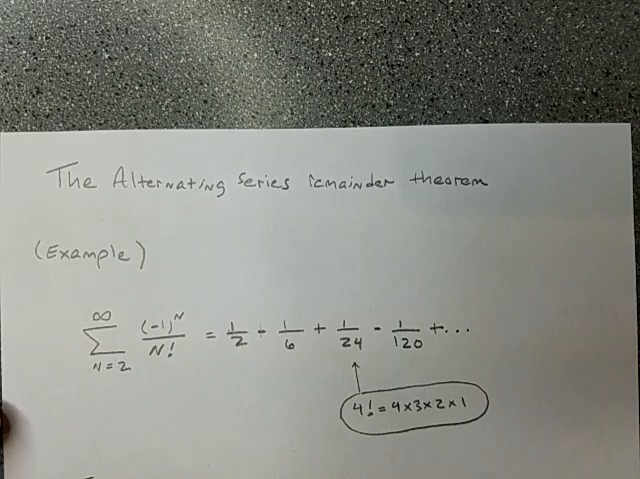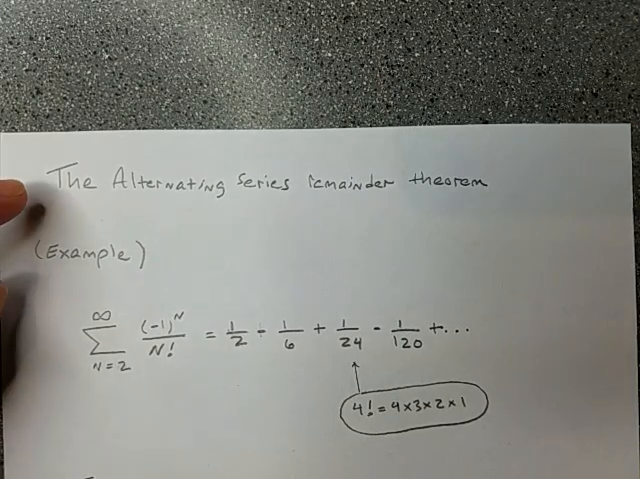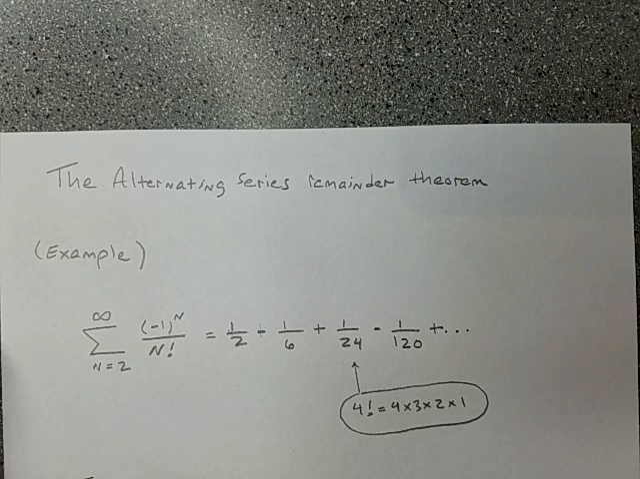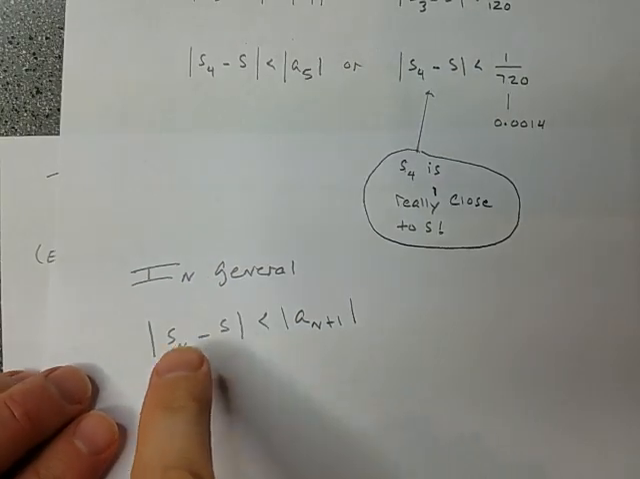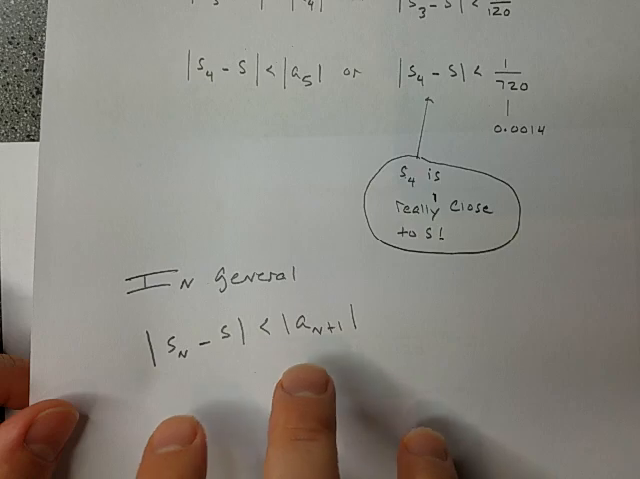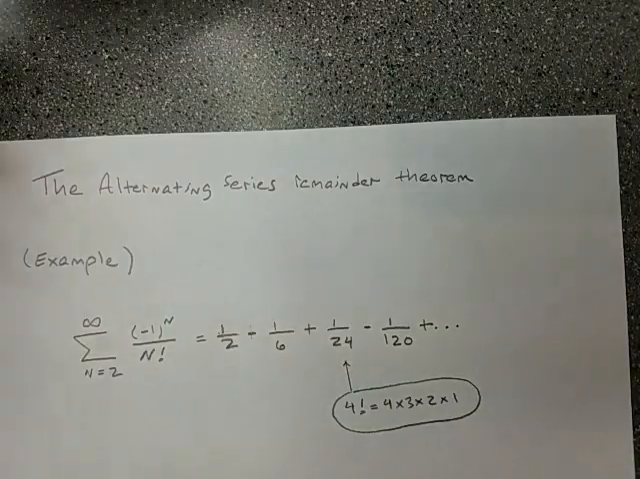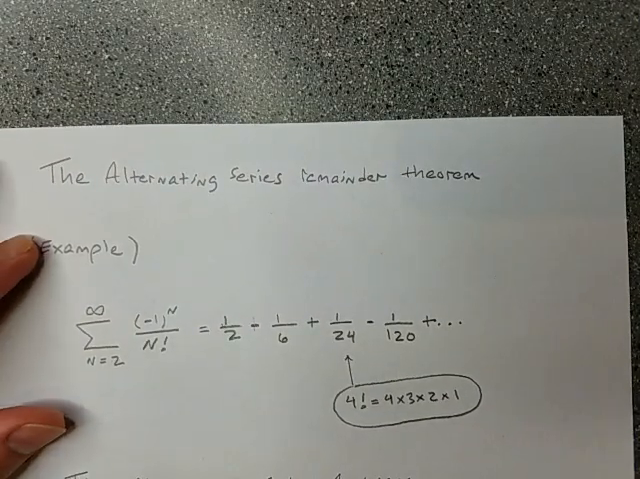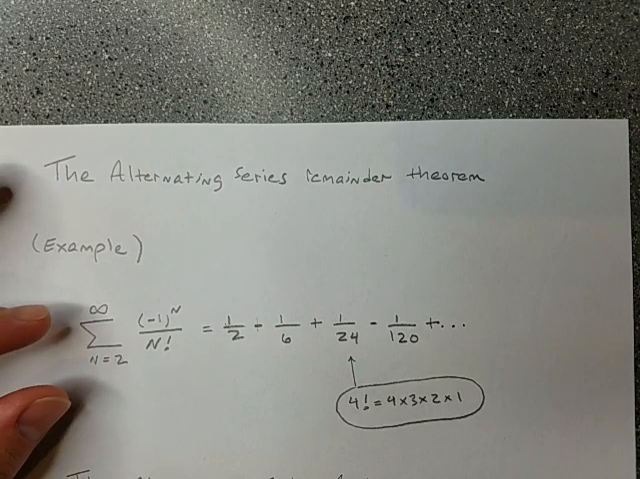All right, now we need to talk about something called the alternating series remainder theorem. If you want to just see what the alternating series remainder theorem is, it's right here. It looks like that. But I think we need to work up to that. I don't think that's where we need to start. So let me give you this series and we'll talk about it a little bit.